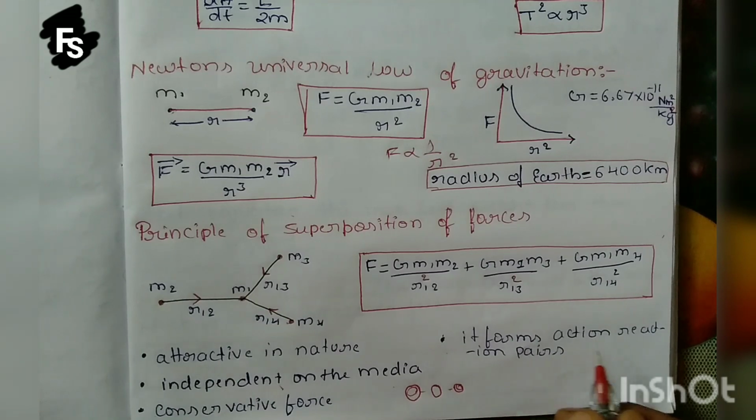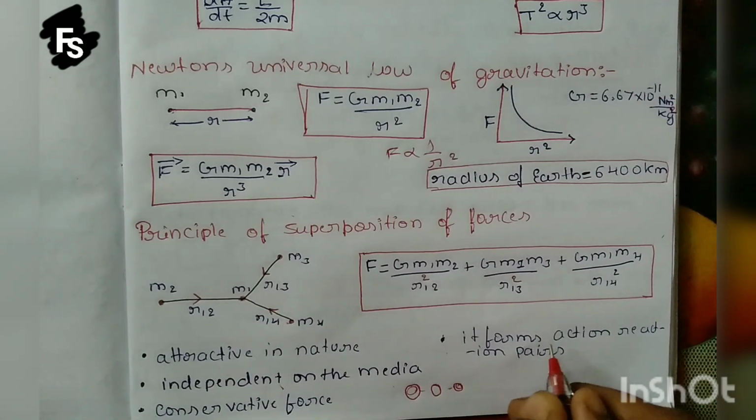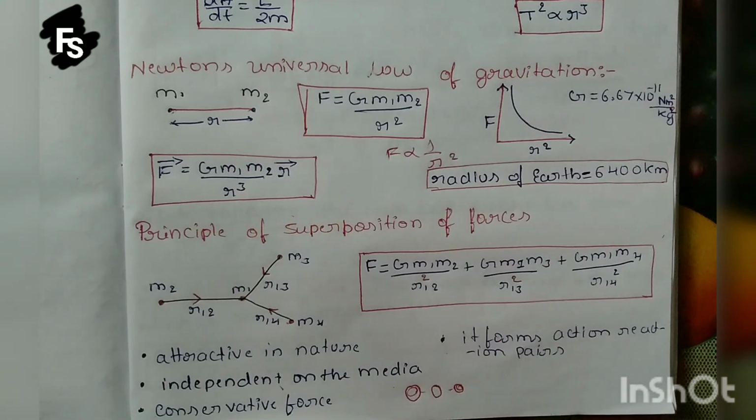Next, it forms action-reaction pairs. If you throw a ball to the wall, it rebounds. Like that, if you throw a ball vertically upward, it will come back and reappear on the same ground due to gravitational force. This is known as an action-reaction pair. The action is I am throwing the ball, and the reaction is the ball comes back.